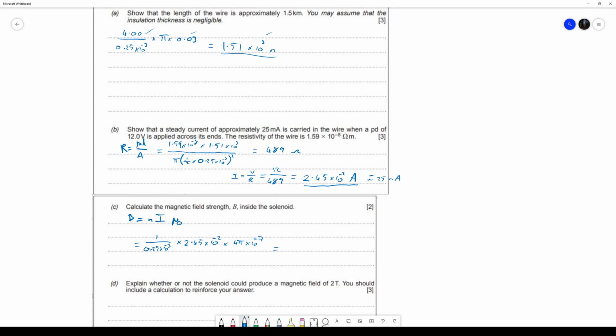Goodness me. Uh-oh, I think I might have fluffed this. Calculator did a weird thing there.